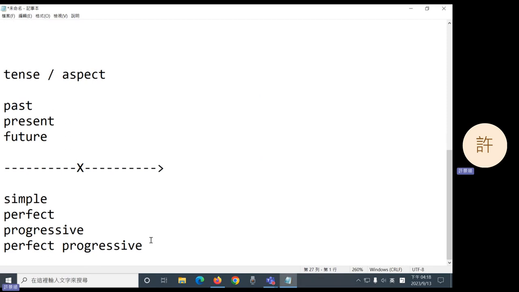The aspect, 态, tells you the relationship between sentences. Simple tense just means it's the standard. There's nothing special to think about. Perfect tense, 完成式, means that in a sentence using the perfect tense, the fact that this has finished influences the next thing. 句子如果用完成式, 代表说这件事情完成了, 会影响接下来的发展.